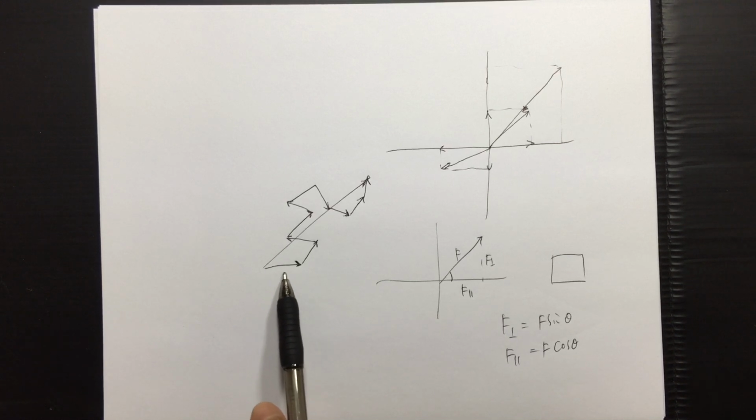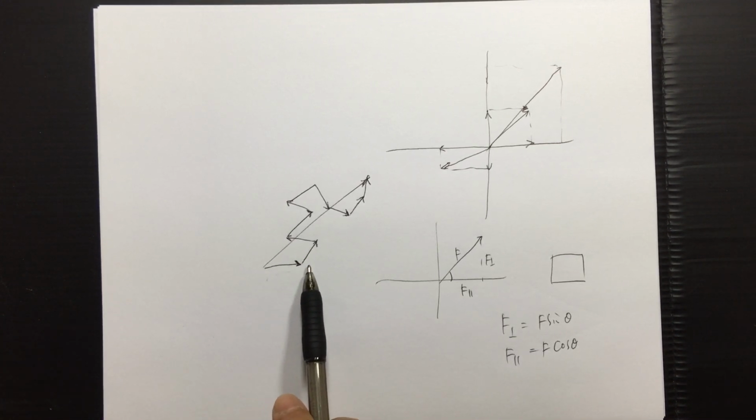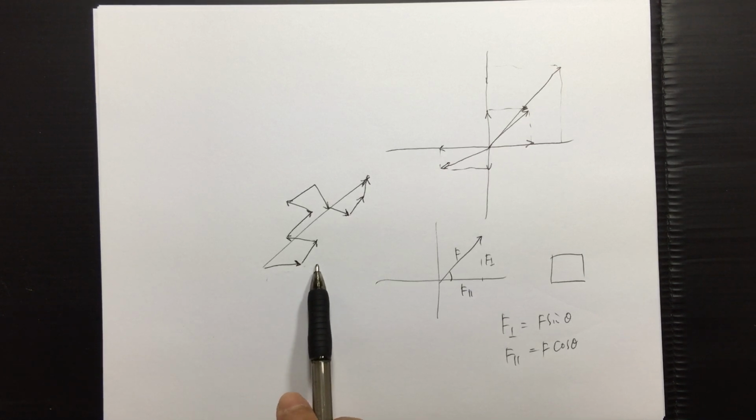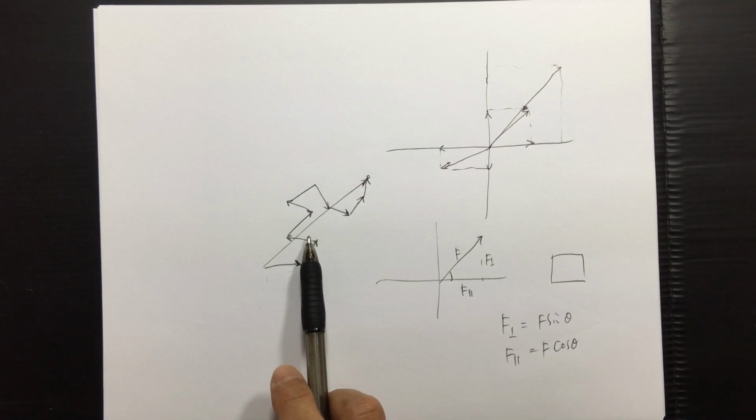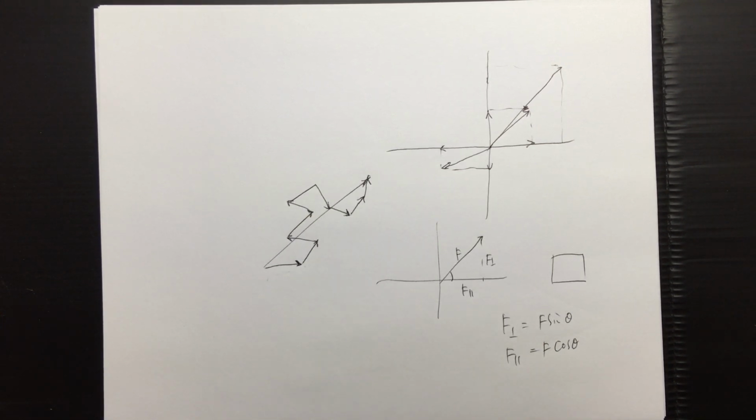Look at this. When I draw this head to tail, this is the x part. I mean, x part of this, add x part of this, add x part of this. You see this? This is the same thing, because when I draw head to tail, all of these little forces, right?